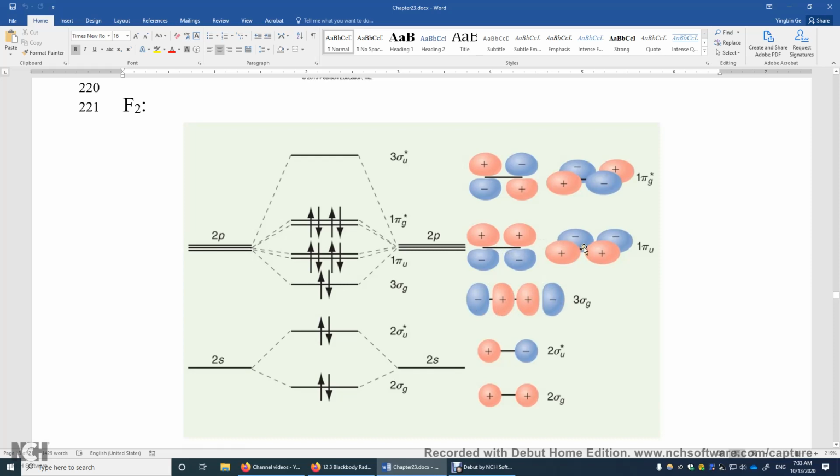Over here, these 2 are pi bonding orbitals. This is pi y, this is pi x. Pi y is formed by the 2 py orbitals. This pi x is formed by the 2 px orbitals.